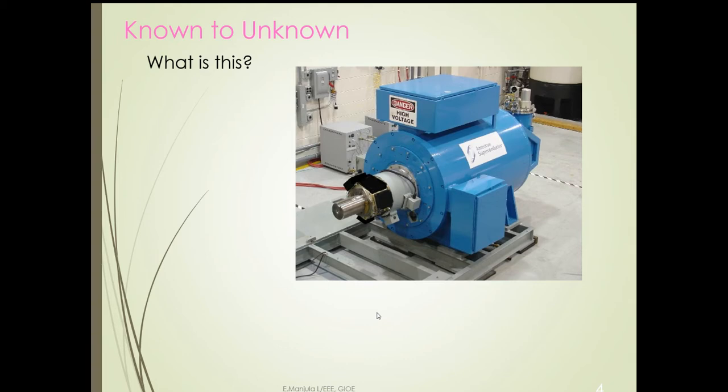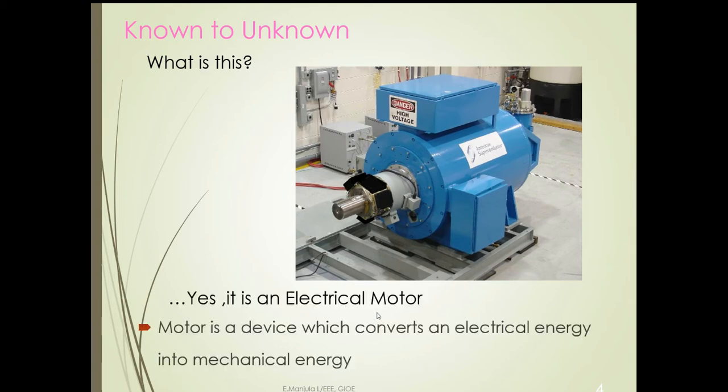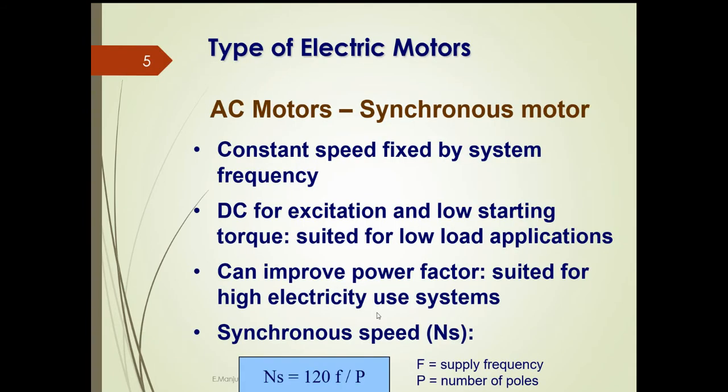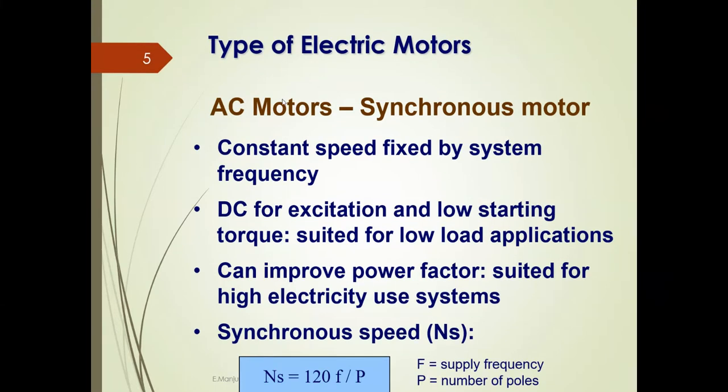So what is this picture? Yes, this is an electric motor. And a motor is a device which converts electrical energy into mechanical energy. And how many types of electric motors are there? AC motors. In AC motors, the synchronous motor. Here we are much concentrated on the synchronous motor. One of the types of AC motor is the synchronous motor.